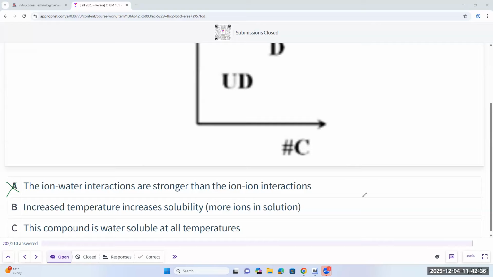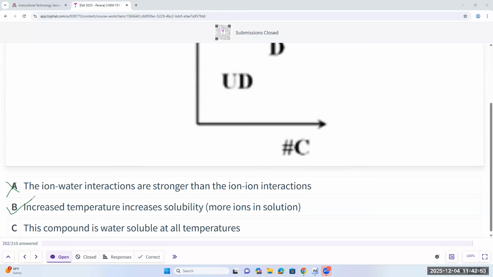Increased temperature increases solubility. Now, yeah, this is good. The dissolved state has a higher potential energy. High temperatures favor the state with high potential energy. Therefore, increasing temperature will indeed increase the solubility. Therefore, this is correct. I like that.